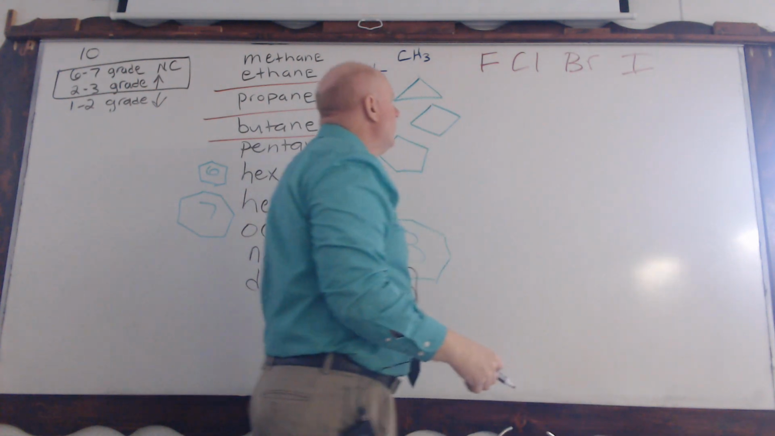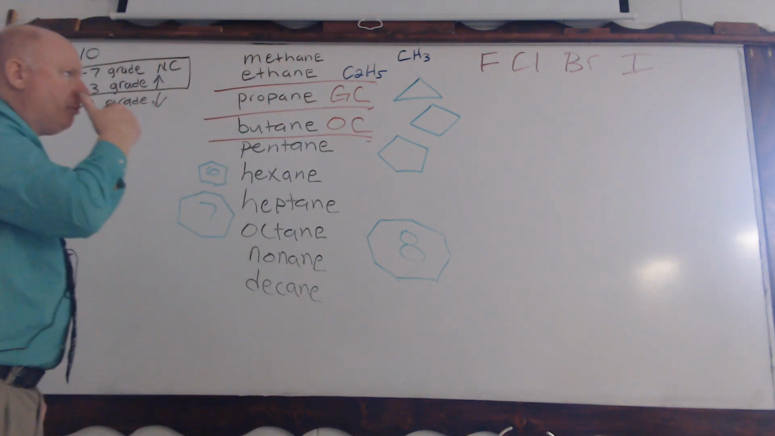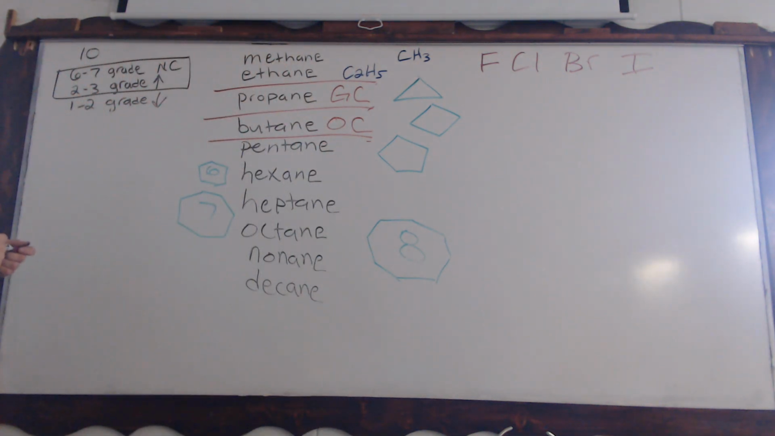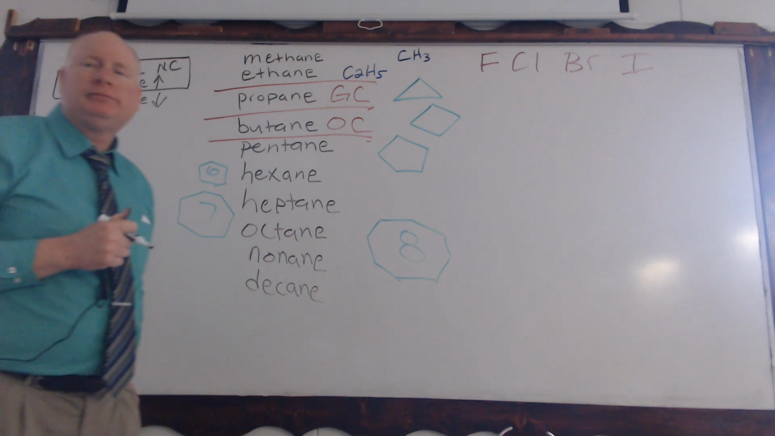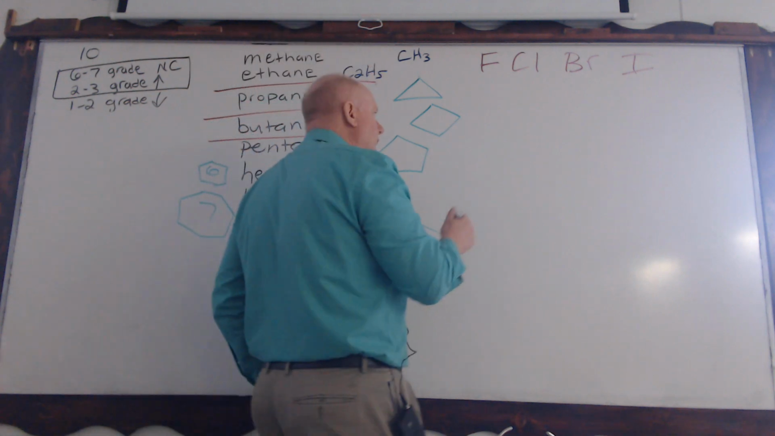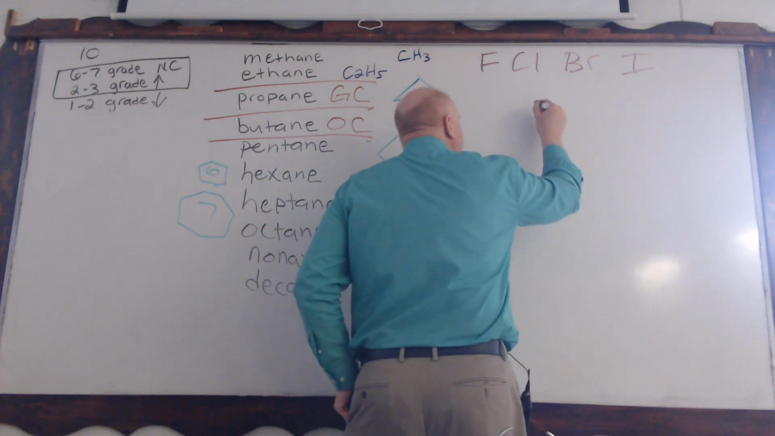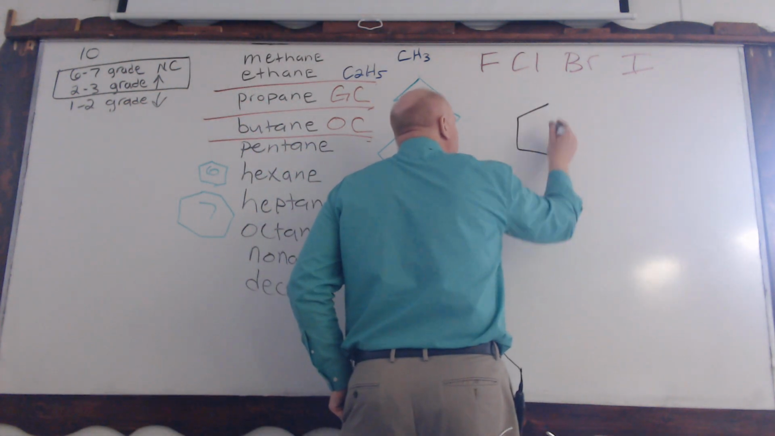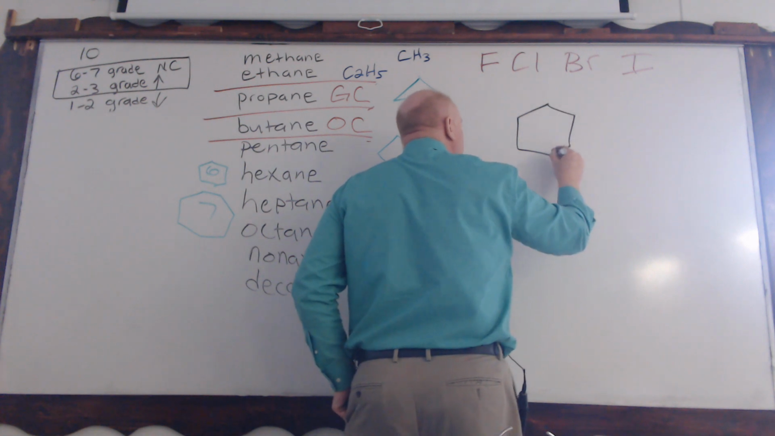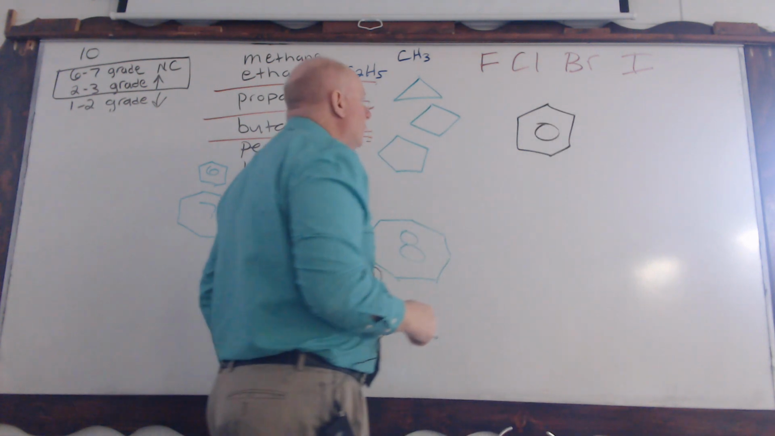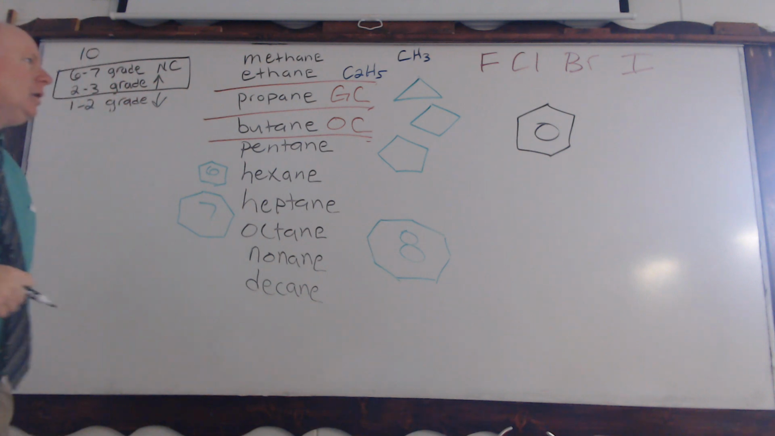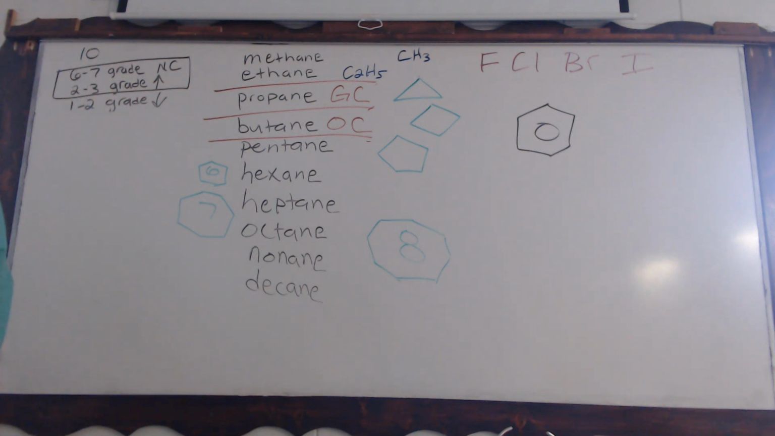Okay, so fluoro, chloro, bromo, and iodo. Okay, then what is a special ring structure? It's a B. It does start with a B. Oh yeah, and it has a circle in the middle. Okay, and what is the significance about this other than it's got double bonds in it?